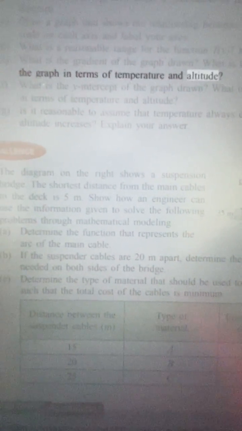Justify your answer. E. What is the gradient of the graph drawn? What is the meaning of the gradient of the graph in terms of temperature and altitude? F. What is the y-intercept of the graph drawn? What is the meaning of the y-intercept in terms of temperature and altitude? G. Is it reasonable to assume that temperature always decreases at a linear rate as altitude increases? Explain your answer.